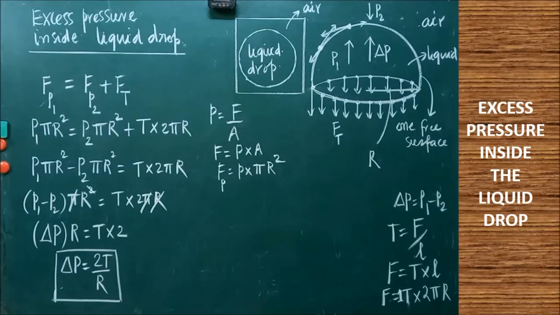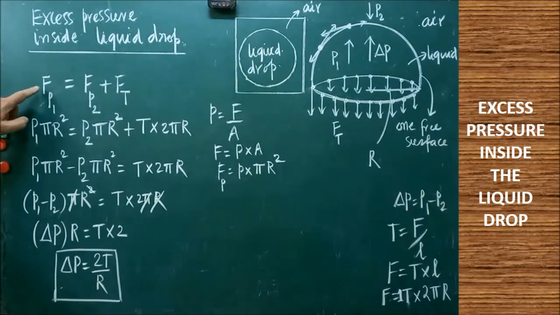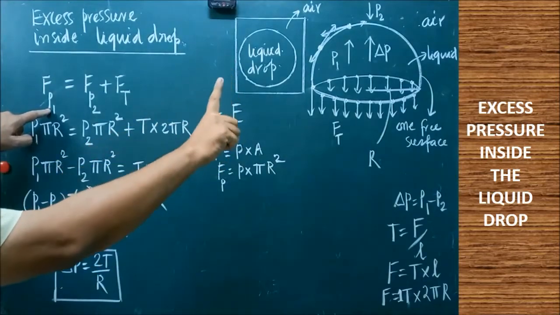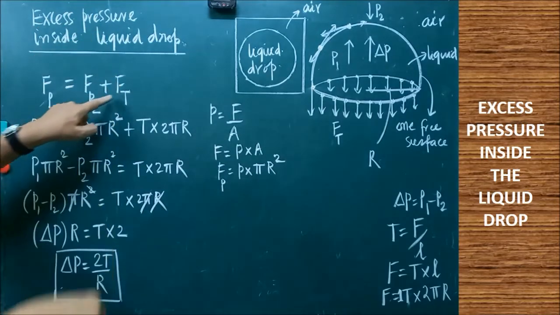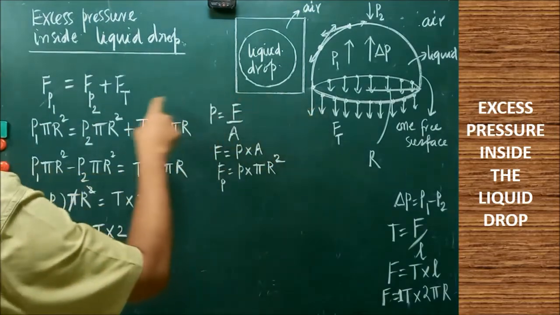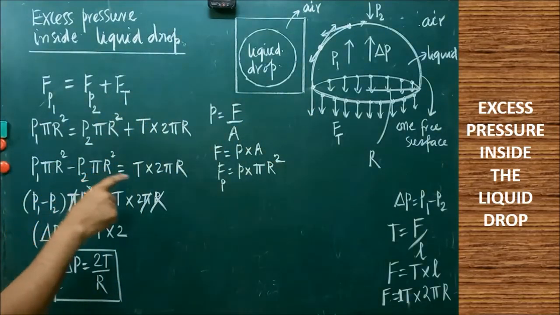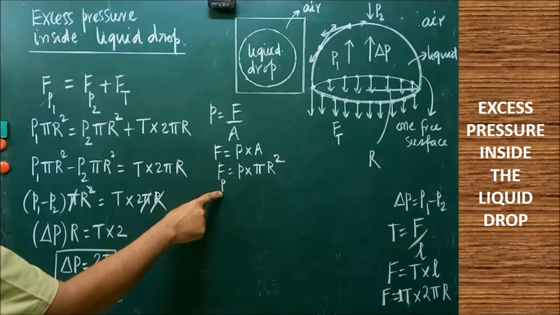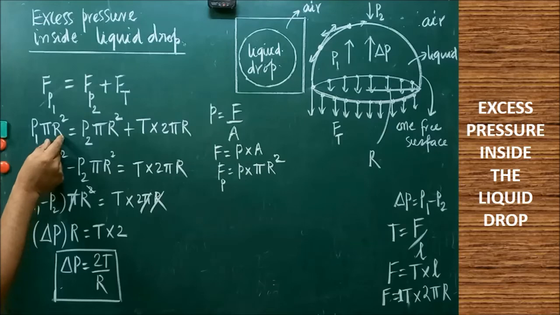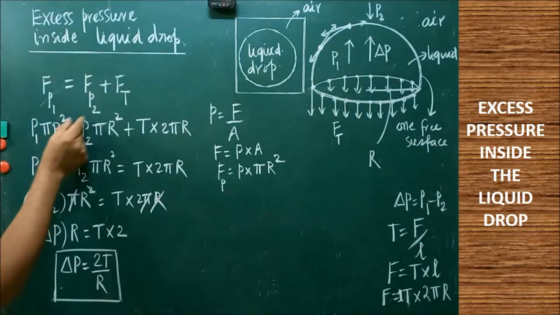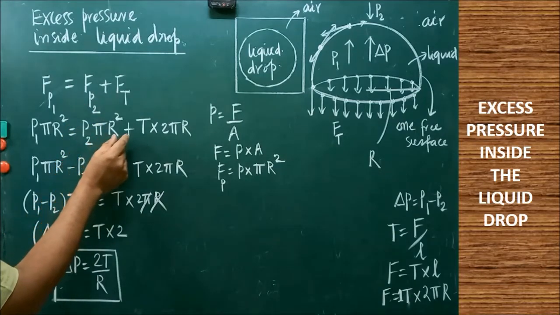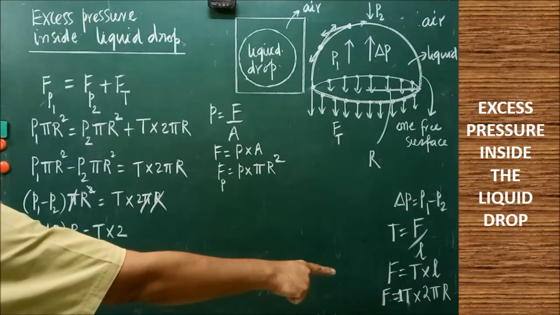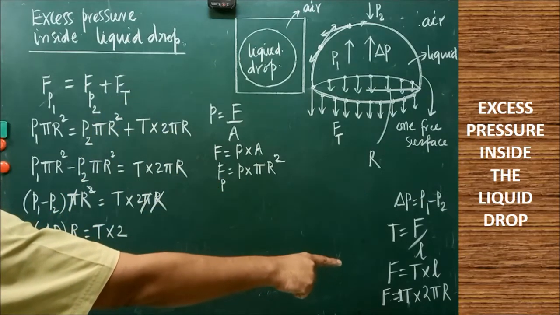Again, I'll explain. Here, the force due to P1 is acting from inside, that is from the liquid side, and Fp2, the force due to P2, is acting from outside, that is from the air side, and Ft, what is Ft? This is the force due to surface tension. Already we have derived the formula for force due to pressure, P into pi r square. The same expression is used. Since it is P1, we can write P1. For the force due to pressure P2, we can write P2 pi r square. Force due to surface tension can be written as T into 2 pi r.